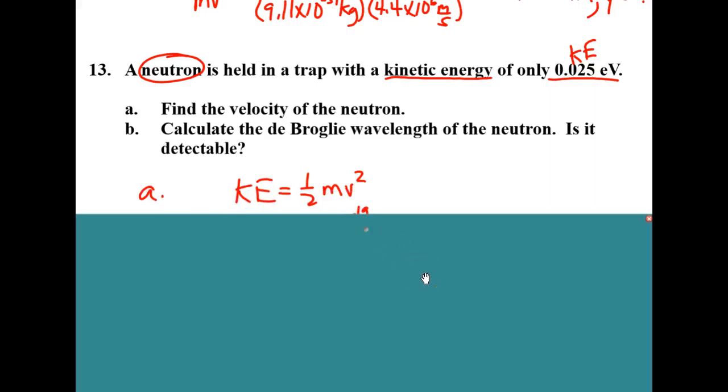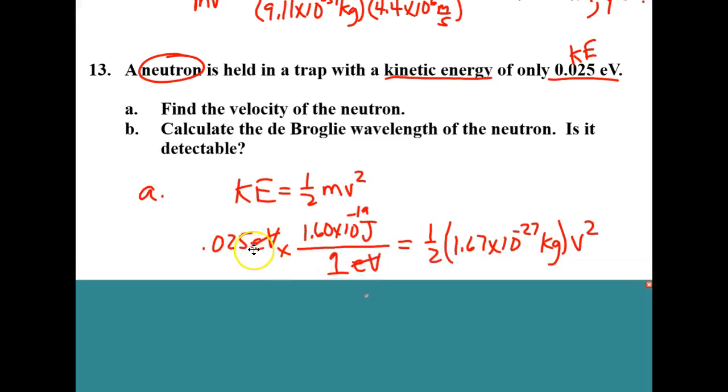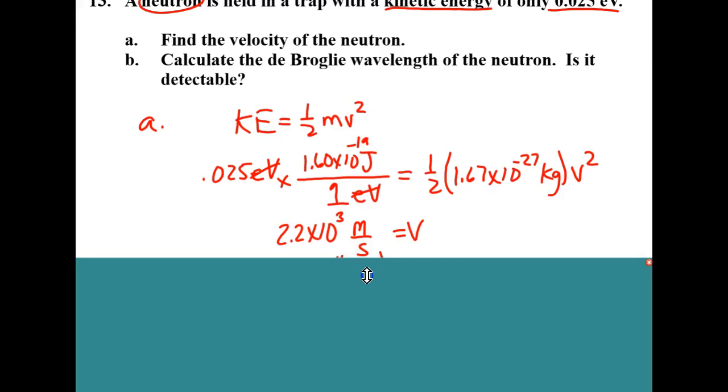Well, the velocity is going to come from KE equals 1/2 mv squared. The problem that we have here is that our kinetic energy is given in electron volts, and you need to have it in joules in order to use this equation. So we go ahead and we convert that 0.025 electron volts to joules using the conversion given on your reference table, and then set that equal to 1/2 mass of neutron given on the reference table times v squared. We go ahead and we solve for v, and we should get 2.2 times 10 to the 3rd meters per second.